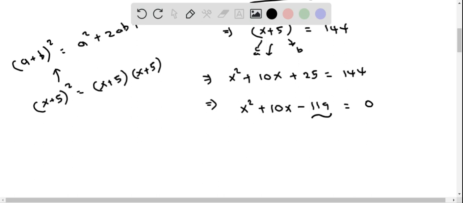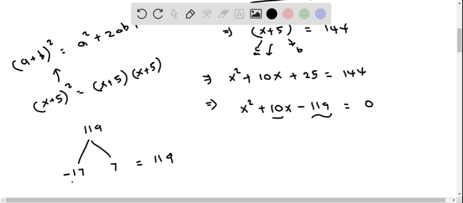So here we have to find two numbers such that their product is 119 and their sum is positive 10. So I'm going to try with 10 and 7. No, I try with 17 and 7. 17 times 7 is positive 119. But since we want negative 119, we could change one of the numbers to a negative number. Either we could make this negative 17 or we could make this negative 7.